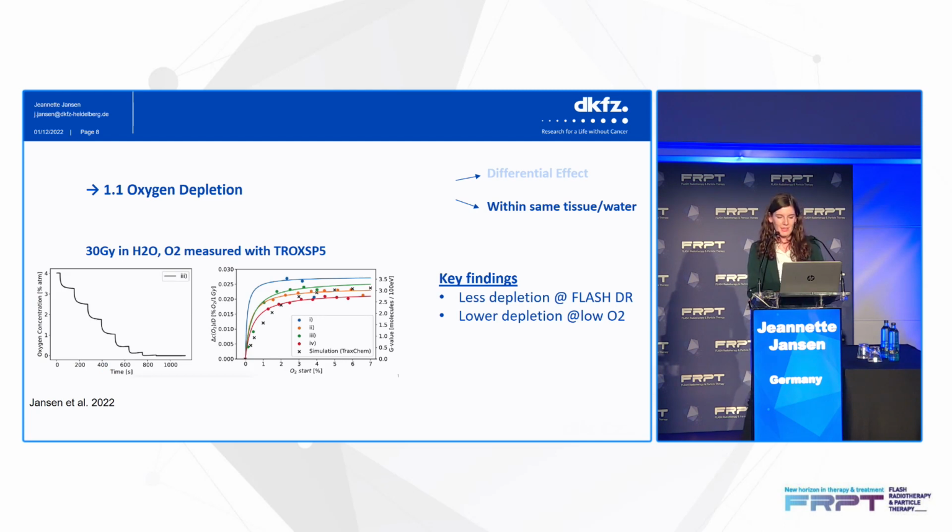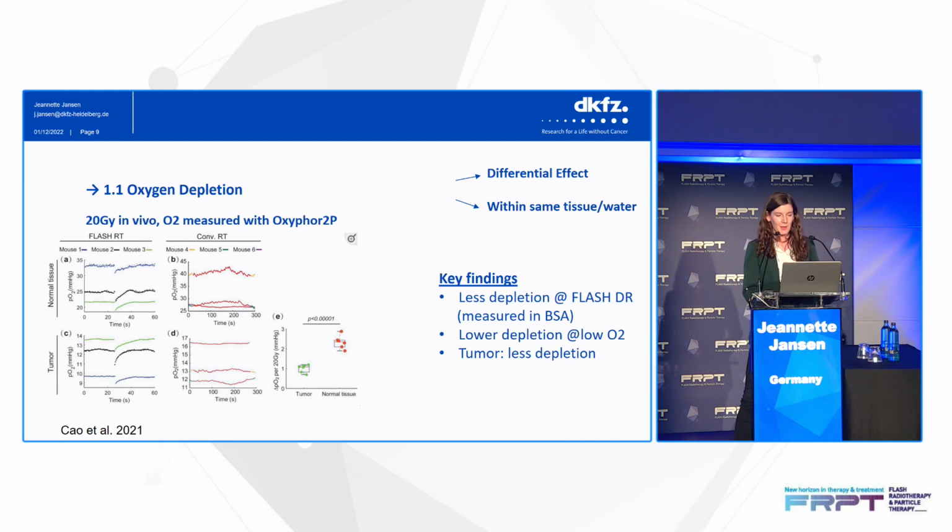We have repeated the study as well, and we come to the same conclusion. We have less depletion at flash dose rates and also less depletion for low oxygen. Again, this is very important here. So this can explain a bit the same-tissue effects. Now I come a bit to differential effects.